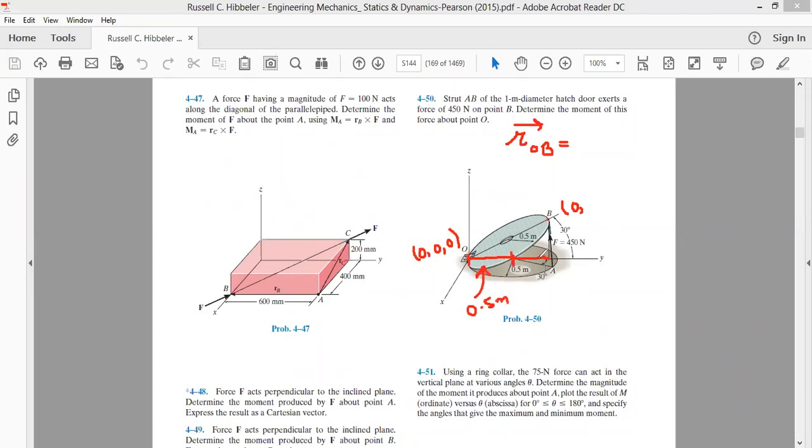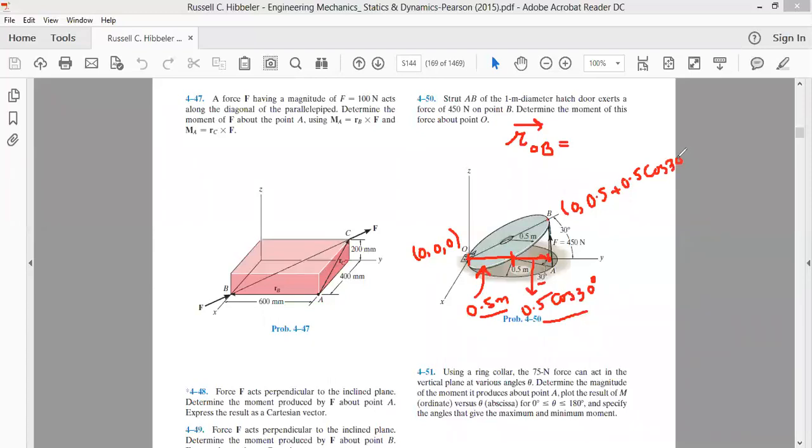And the distance from here to here, we have to calculate. Since this angle is given to us, this angle is 30 degree. Therefore, this distance will be 0.5 meter cos of 30 degree. So this is the y coordinate of point B. Therefore, the y coordinate of point B will be 0.5 meter plus 0.5 cos 30. This is the y coordinate.